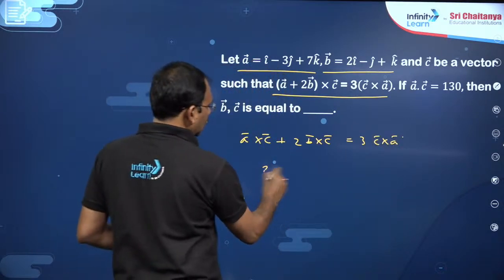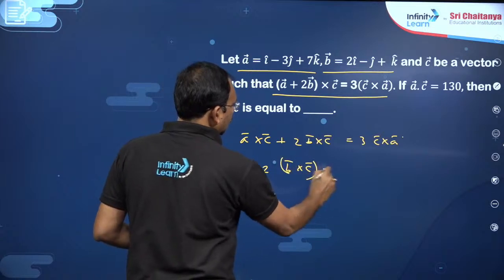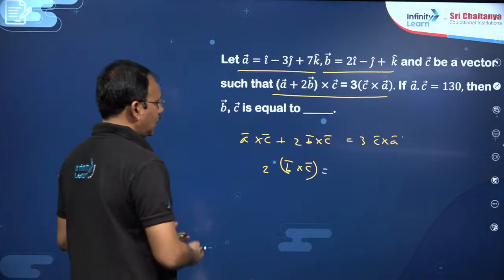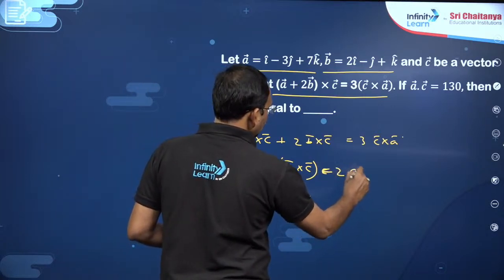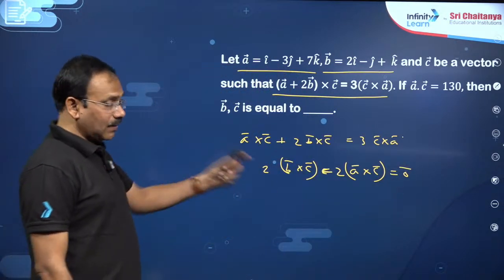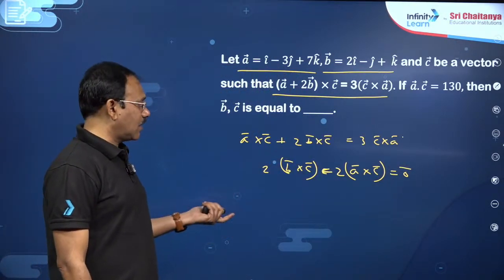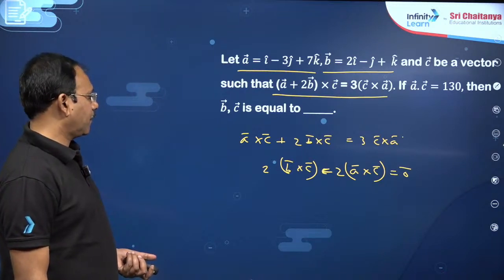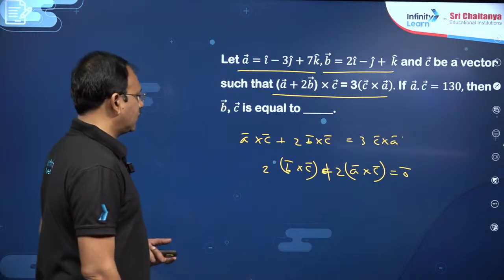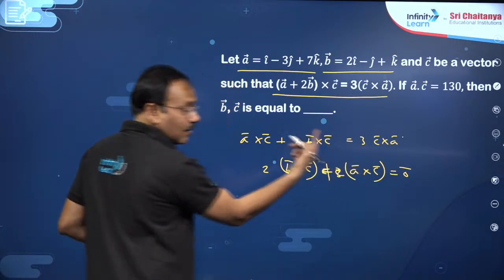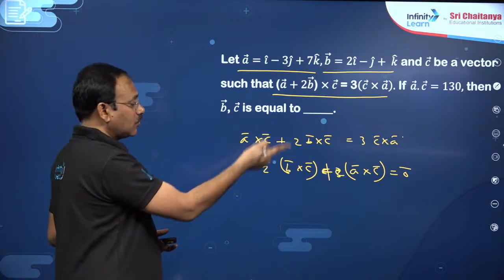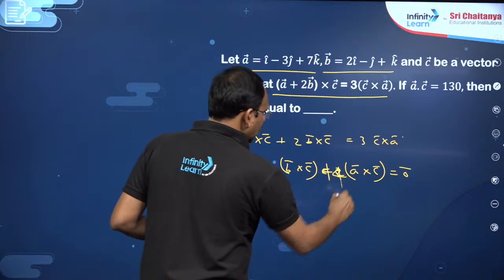So, if you take this side, twice B cross C is equal to, you can take that side, minus 3 into A cross C. Because C cross A, if it comes this side, becomes minus C cross A, which is A cross C. So, minus 3 C cross A becomes plus 3 A cross C. So, plus 3 plus 1 becomes 4, my dear friends. So, plus 4 times A cross C.